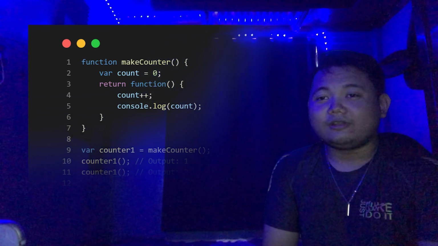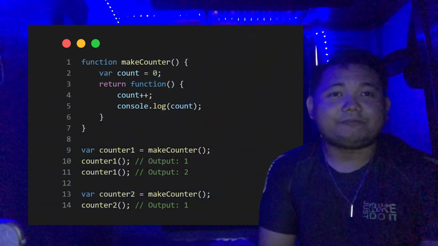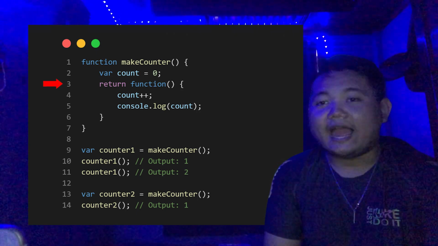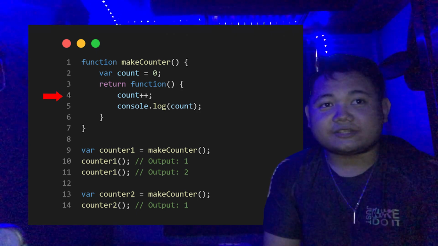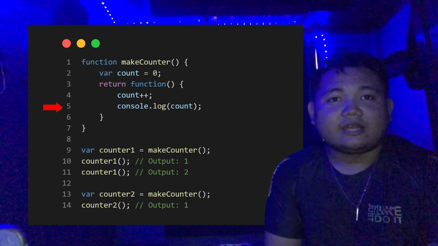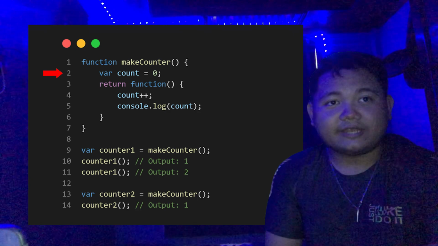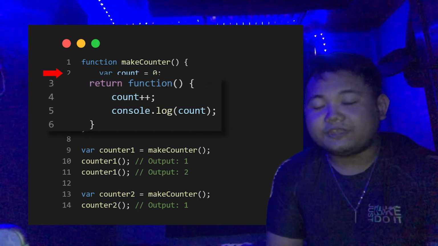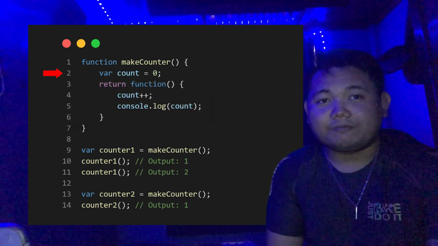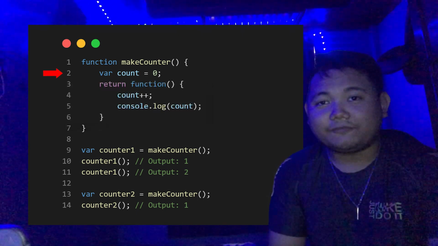Here is an example of a closure. In this example, the makeCounter function returns an inner function that increments a count variable each time it is called and logs the new value to the console. The count variable is defined in the outer scope of the inner function, so it is closed over and can be accessed and modified each time the inner function is called.